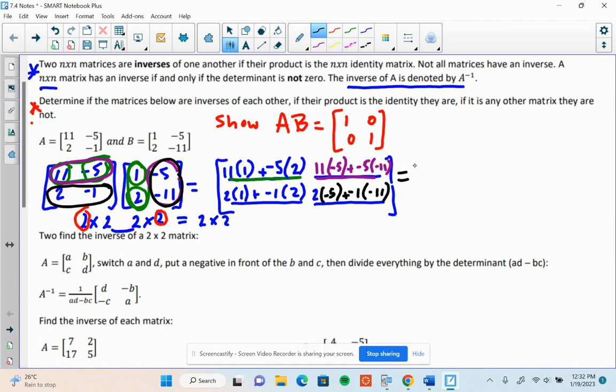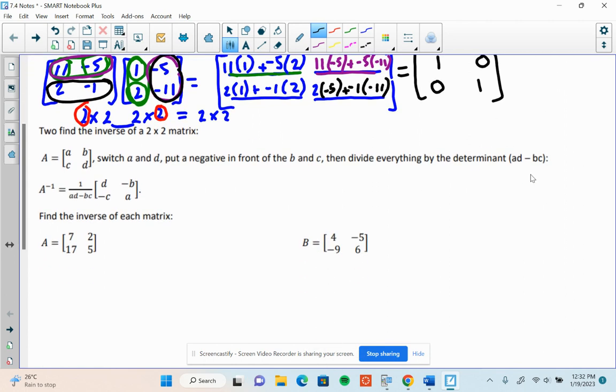Okay, what do we now have? We have 11 plus -10, which is 1, negative 55 plus 55, which is 0. 2 plus negative 2 is 0. Negative 10 plus 11 is positive 1. So they are inverses, and we have verified that.